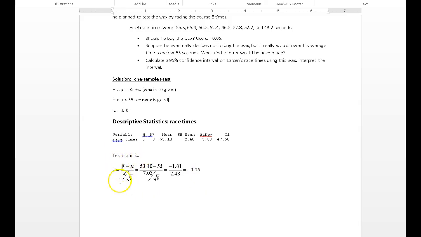Right here, I've calculated my test statistic. It's a t this time. We are comparing the mean of the sample, which, by the way, is only 55.1, so that's not looking too good for the wax. 53.1, sorry, minus the mean that's in our statement of claim, divided by the standard deviation of the sample, no pretense here about knowing sigma, divided by the square root of the sample size. That's 7.03 divided by the square root of n. If you do that on your calculator, you're going to get 2.48, which Minitab automatically gives you in your summary stats. So we do the math, and we get a test statistic of minus 0.76.